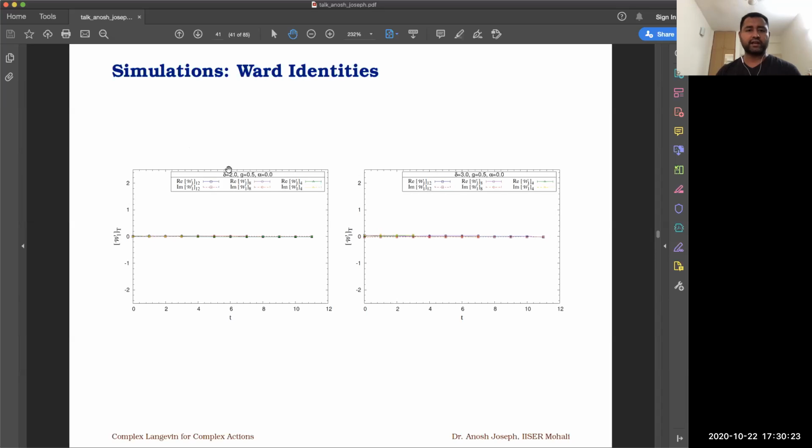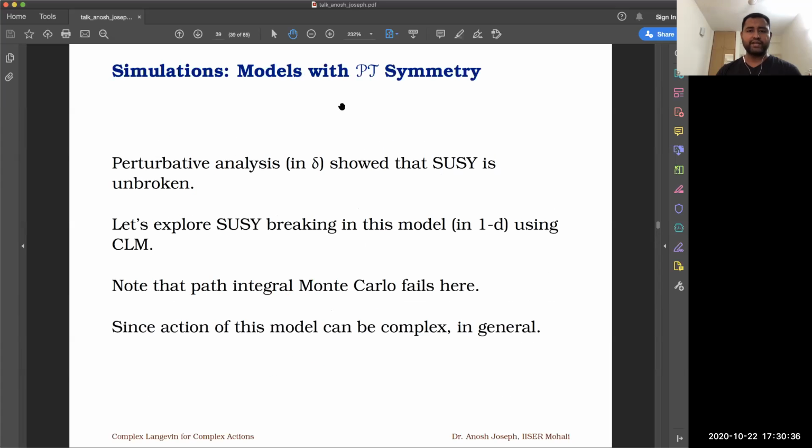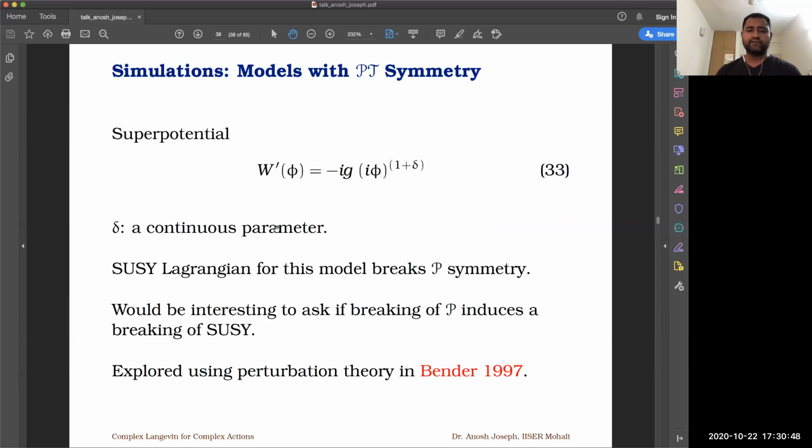We have data for other delta values as well; we are still collecting everything. It seems our simulations indicate that Susy is preserved in these models. This model is in one dimension; it is quantum mechanics with PT symmetry. In our paper, which is already published, we did this for 0 dimensions and got the same result, saying that Susy is preserved for a given value of delta in this model.